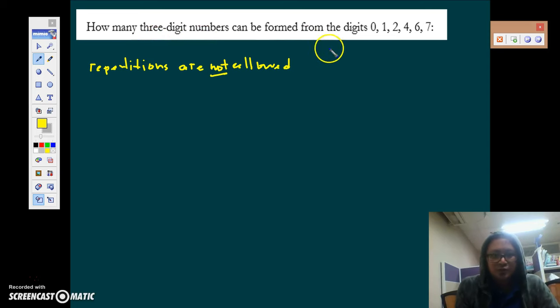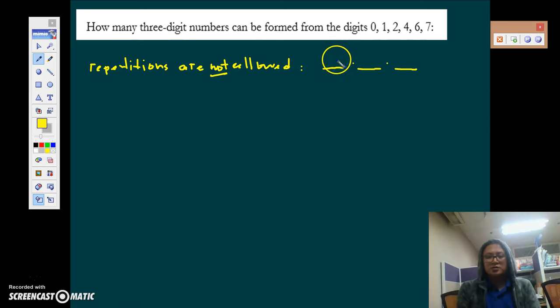So how many 3-digit numbers can be formed from these 6 digits 0, 1, 2, 4, 6, and 7 if repetition of digits is not allowed? Basically you have a 3-step process here. The first step is choosing the hundreds digit. The next step is choosing the tens digit, and the last step is the units digit.